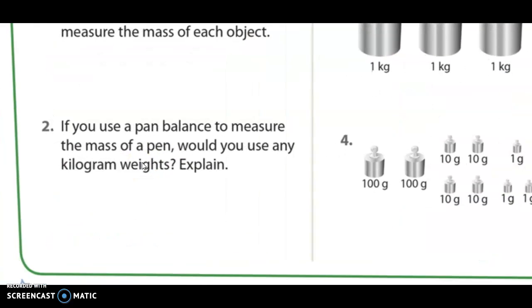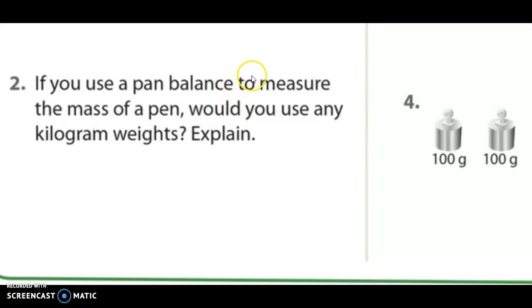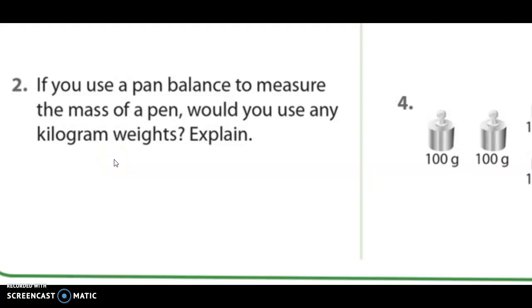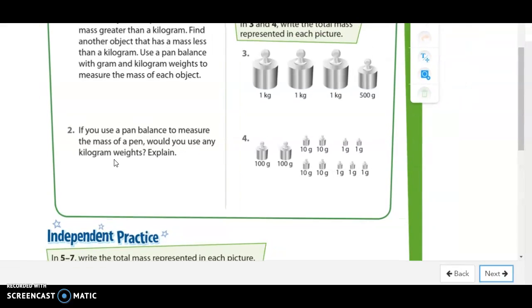Let's think about this question though. If you were to use a pan balance to measure the mass of a pen, like a pen that you would write with, would you use any kilogram weights? Now remember, 1 kilogram weighs about the same as a heavy textbook, or maybe a baseball bat. So if we were thinking about measuring a pen that we write with, we would not need kilogram weights, because there's no way it would get even close to weighing a kilogram. It would be so much smarter to weigh that in grams.